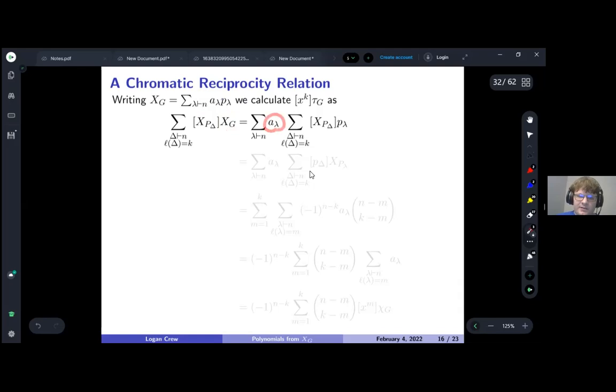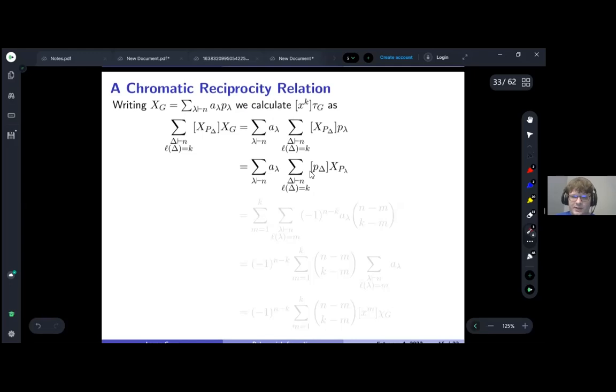So we have our sum over lambda of a_lambda. We have a sum over delta of this fixed length for the x^k, then this coefficient of the path delta in the p_lambda function. Now the critical point we need here is that this involution tells us that this coefficient is the same if we swap these. And this coefficient is the same if we take the coefficient of p_delta in X p_lambda. This very simple point is quite nice because X p_lambda is nice.